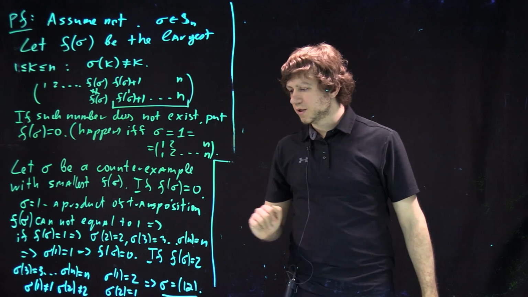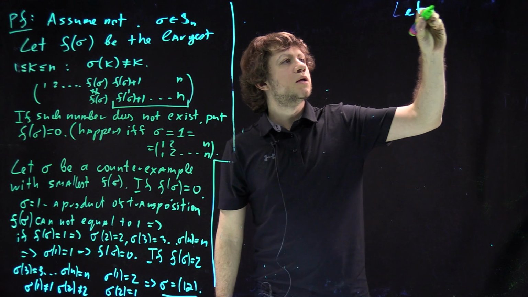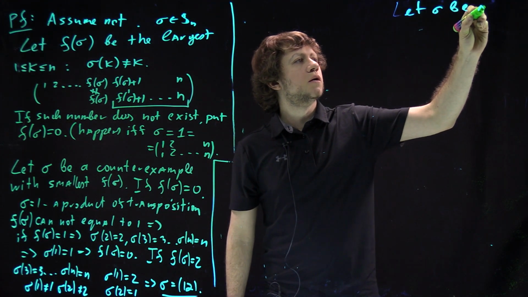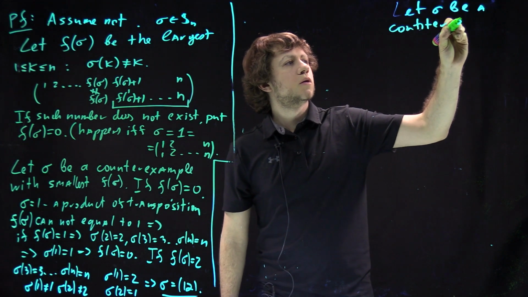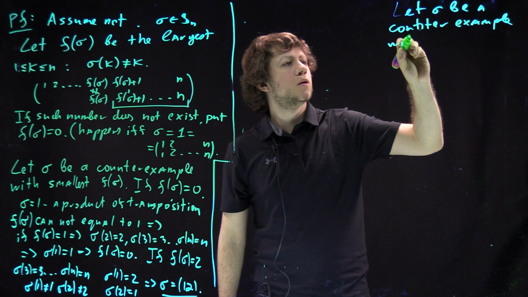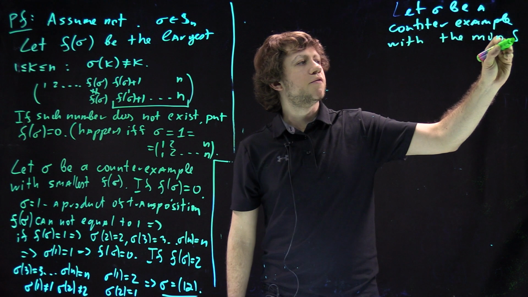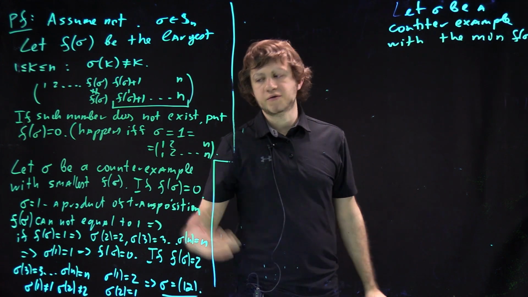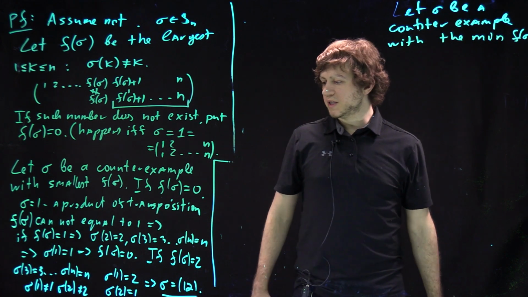Okay, so let's continue the proof. So now let sigma be a counterexample with the minimal f of sigma. There is a finite number of permutations, so definitely there is one with a minimal value of this f of sigma parameter.